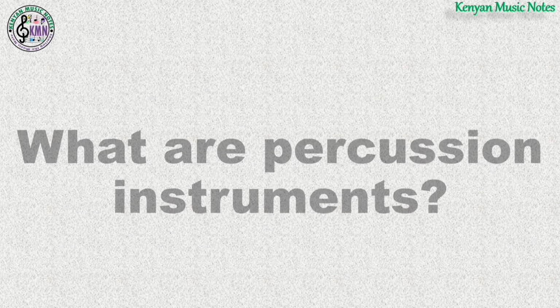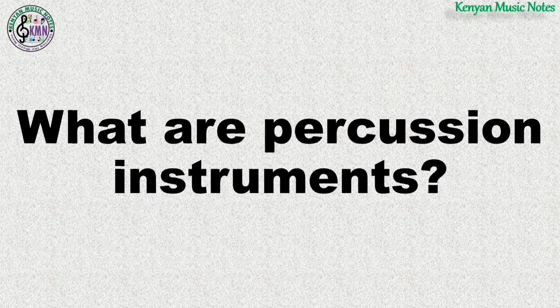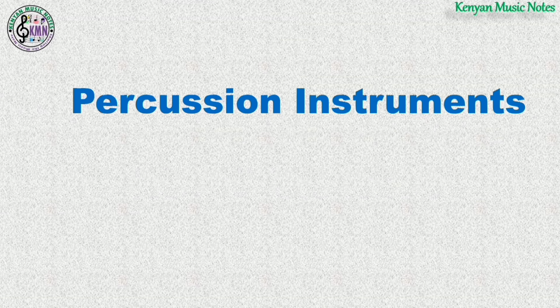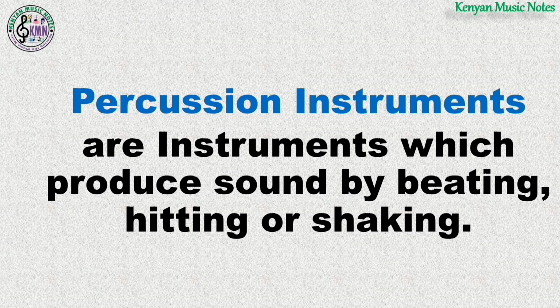Before we move on, let's ask ourselves, what are percussion instruments? Percussion instruments are instruments which produce sound by beating, hitting, or shaking. So any instrument which when we shake, hit, or beat, it produces sound, then that is a percussion instrument.